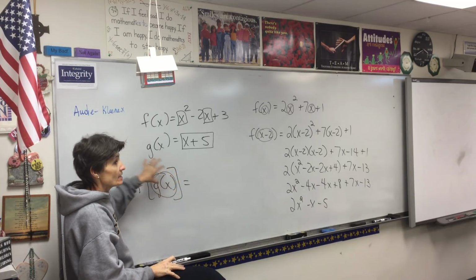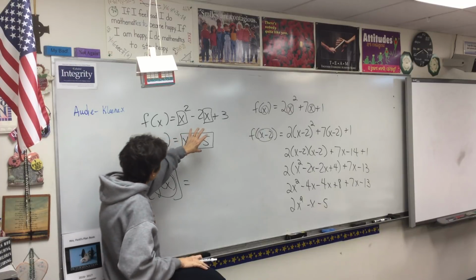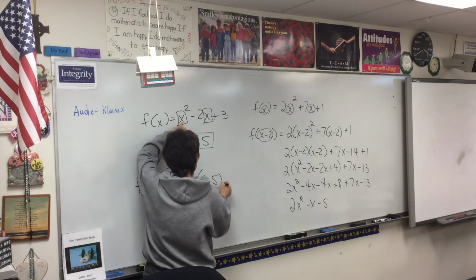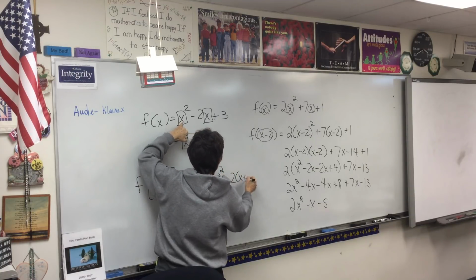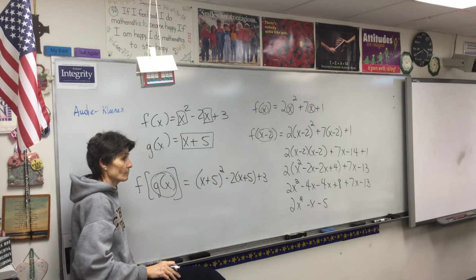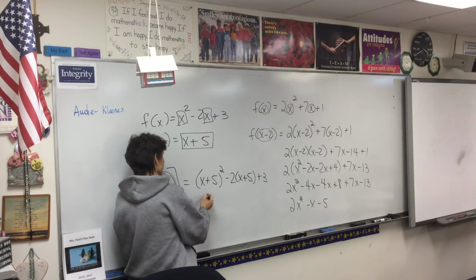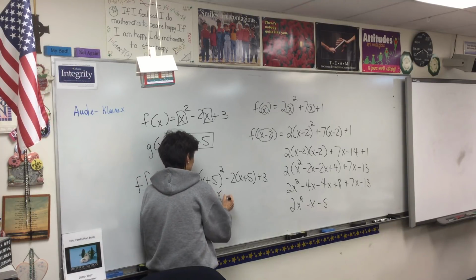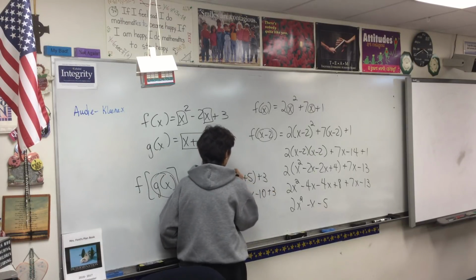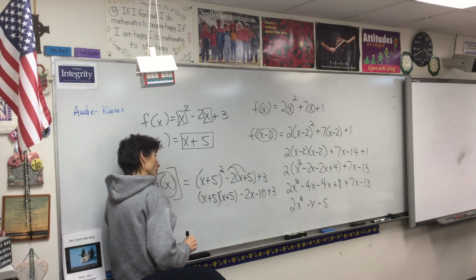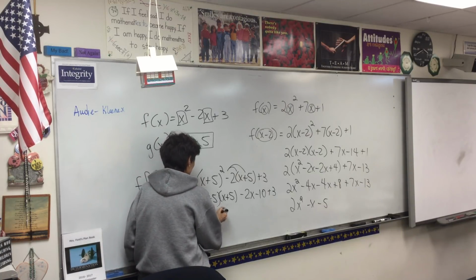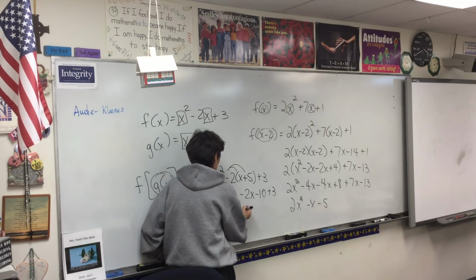Put g into f. So if I put this in here, I'm gonna have x plus 5 squared minus 2x plus 5 plus 3. Isn't that just like what we just did? Yes. So this will be a FOIL. Minus 2x minus 10 plus 3. Please be careful on your distributive here that you are carrying that negative through. So x squared plus 5x plus 5x plus 25.